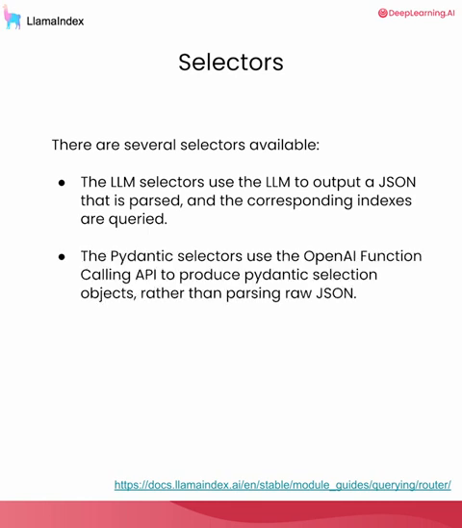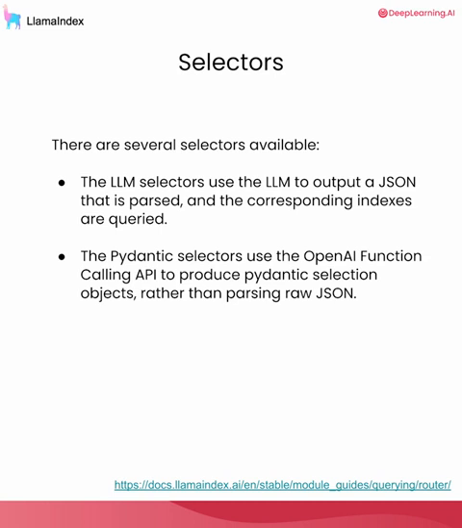Another option is to use our Pydantic selectors. Instead of directly prompting the LLM with text, we actually use the function calling APIs supported by models like OpenAI to produce Pydantic selection objects rather than parsing raw JSON. For each of these types of selectors, we also have the dynamic capabilities to let you select one index to route to, or actually multiple.